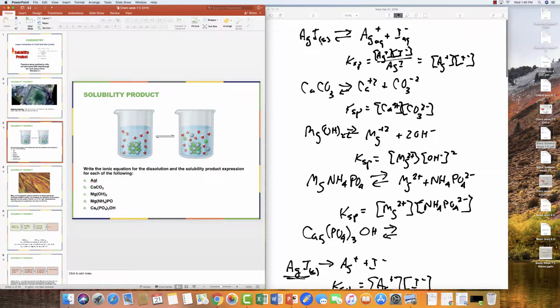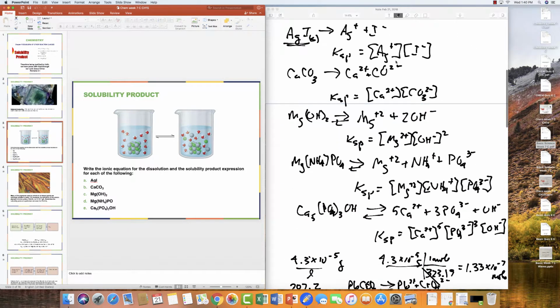Okay, so here are the answers. Here's the first one. Silver iodide breaks down to form silver ions and iodide ions. The KSP would be the silver ion concentration times the iodide ion concentration over the silver iodide concentration, but because that's a solid, we don't take that into account. And so we just write it this way. Sorry, this is a better way of looking at it right here.